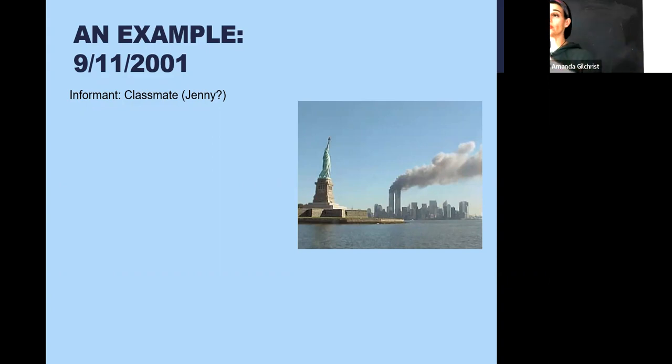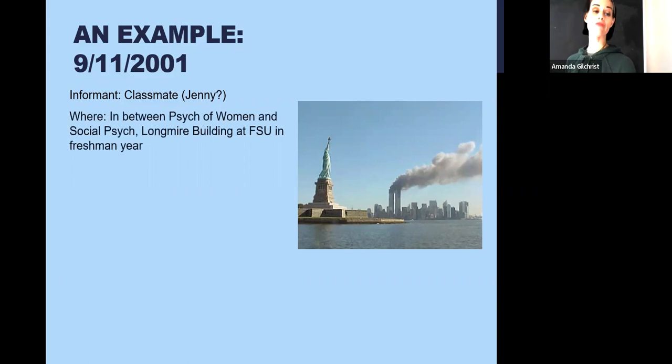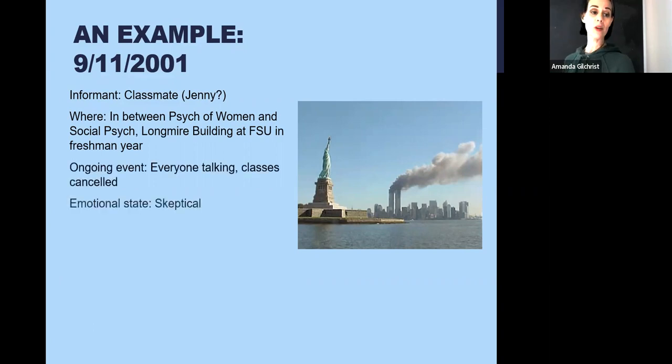So when I get done with class and the social psych class is coming in, a student sits next to me and I think her name was Jenny. We talked with each other from time to time and she goes, did you hear about what happened to the World Trade Center? And I go, yeah, a plane hit it. And she goes, that's not all. So she is telling me all of this and it sounds fake. So we're in between Psych of Women and Social Psych in the Longmire building at FSU in freshman year. Everybody's talking, classes were canceled.